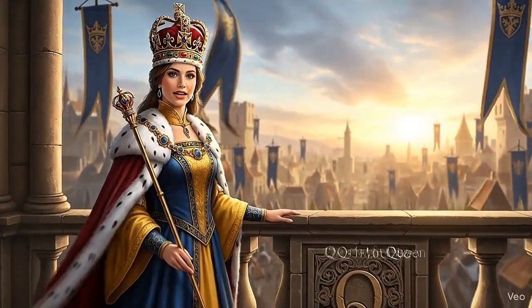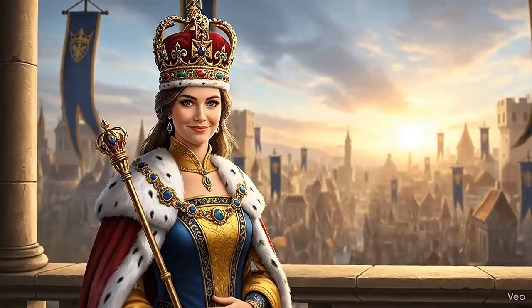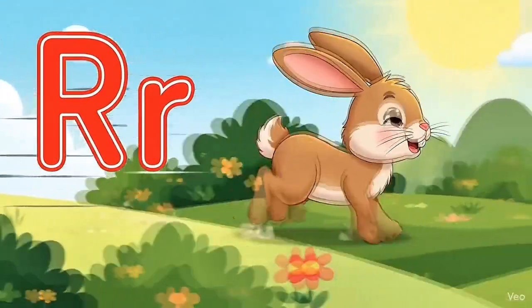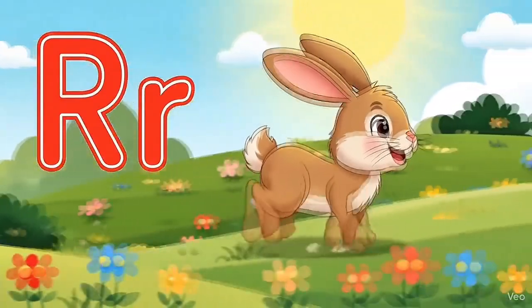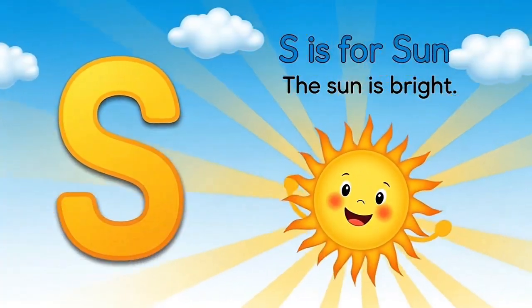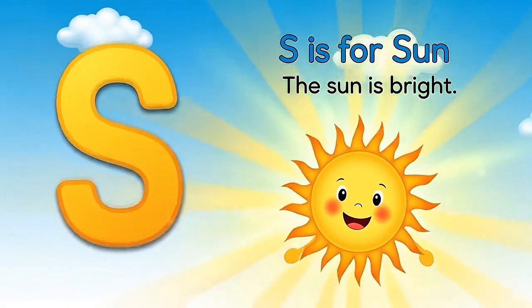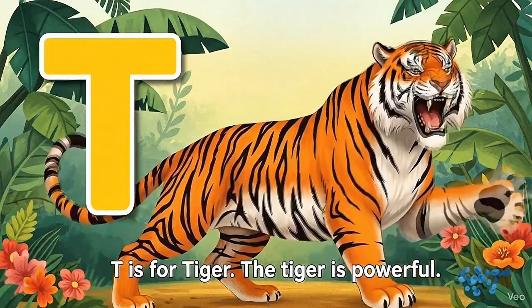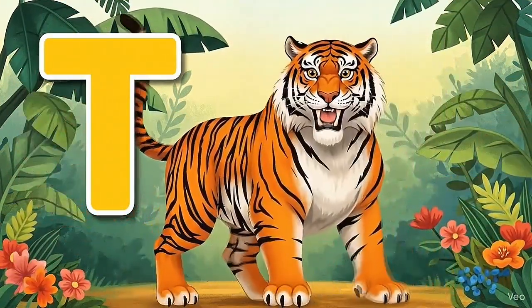Q is for queen. The queen wears a crown. R is for rabbit. The rabbit runs fast. S is for sun. The sun is bright. T is for tiger. The tiger is powerful.